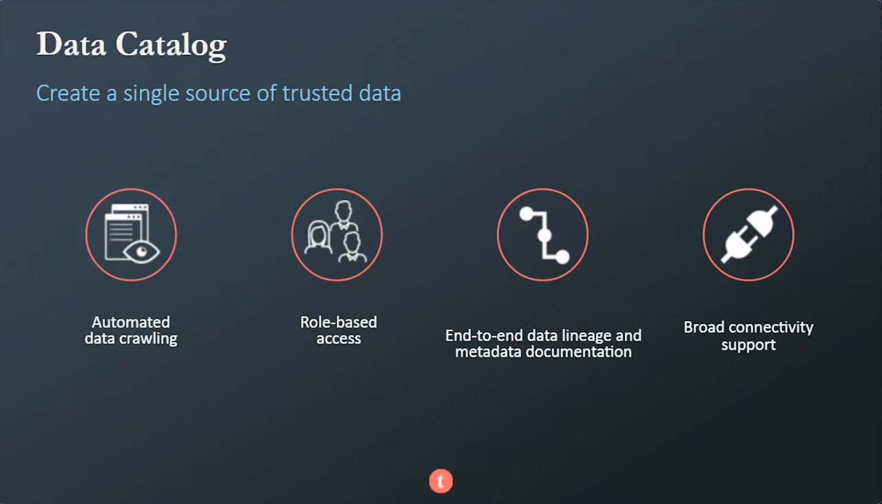The catalog also provides role-based access. This is really important when you want to limit the access to your data and metadata to your users. It also provides end-to-end data lineage, which is important for those of you that have any compliance, PII, sensitive data in your environment. You want to understand where did it come from and where is it being used. And then finally, broad connectivity. So currently we have over 200 bridges that are used to connect to different data sources, which I'll actually cover in the next slide.